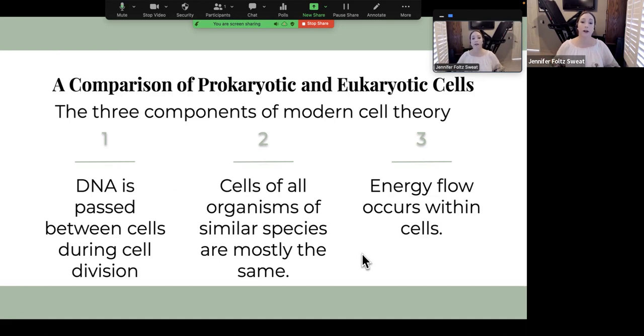Number two, cells of all organisms within a similar species are mostly the same. And when I say mostly the same, it refers to structurally and chemically. So the cell structures are mostly the same, and the chemical reactions occurring within the cell are mostly the same. And then finally, energy flow occurs within cells. Cells produce energy in the form of ATP, cellular energy.